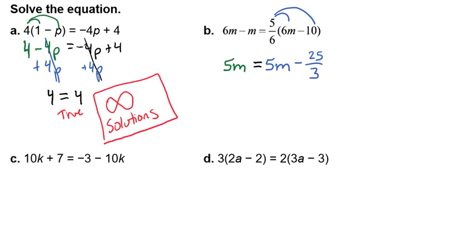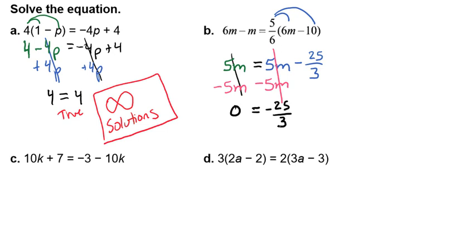So here we have a variable on both sides, one on the left and one on the right. And so we need to take one and move it. So I'm going to choose to take and move the one on my right. Why not? So I'm going to subtract the 5m from both sides. So I did the inverse operation. And now I'm going to see that 5m minus 5m, oh, that's going to be a 0 as well. So 0 equals negative 25 over 3.